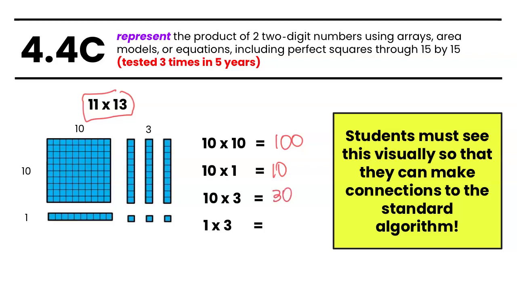And then finally, the 3 ones will come whenever I have these leftovers down here. And so 1 times 3 will give us 3. Adding all of those numbers together will give us the result of 143 when we multiply 11 times 13. Students have to see this visually so that they can make those connections to the standard algorithm when we get there for multiplying 2 two-digit numbers together.